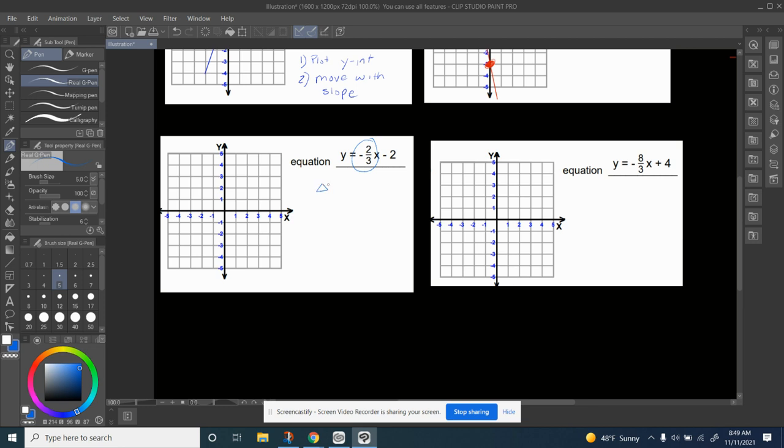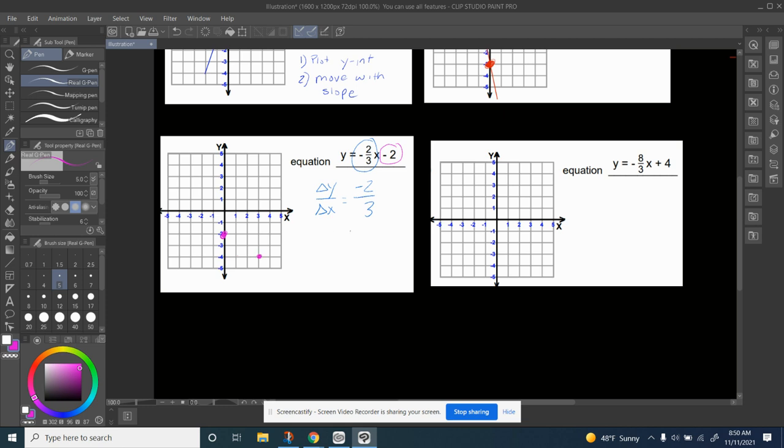Remember, slope is delta y, the change in y, over the change in x. So what this means is when there's a negative out front, I'm going to put that negative up top. So I'm going to put negative 2 over 3. So that means that I'm going to go down 2, right 3. And the point I'm going to start at is negative 2 on the y-axis. So negative 2 on the y-axis, put my dot. And from there, I'm going to move down 2. So negative 1, negative 2, and then right 3. 1, 2, 3. There we are.